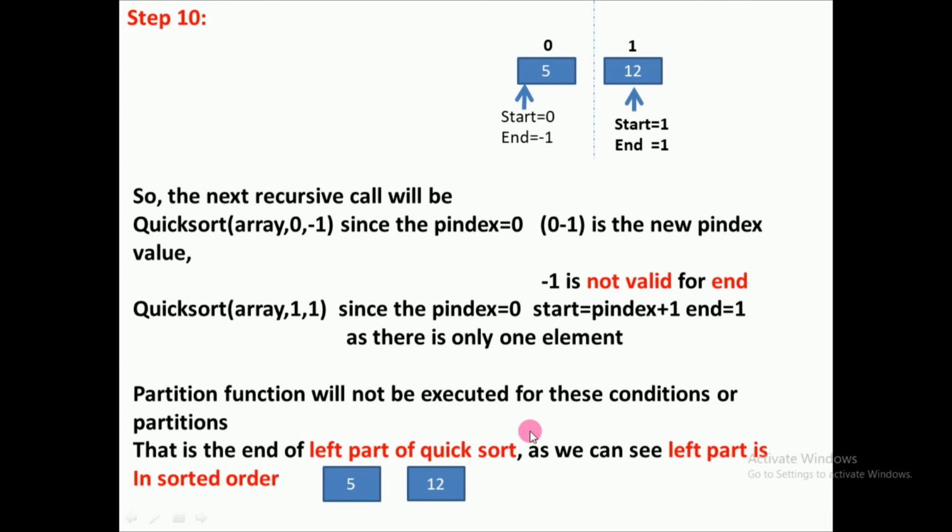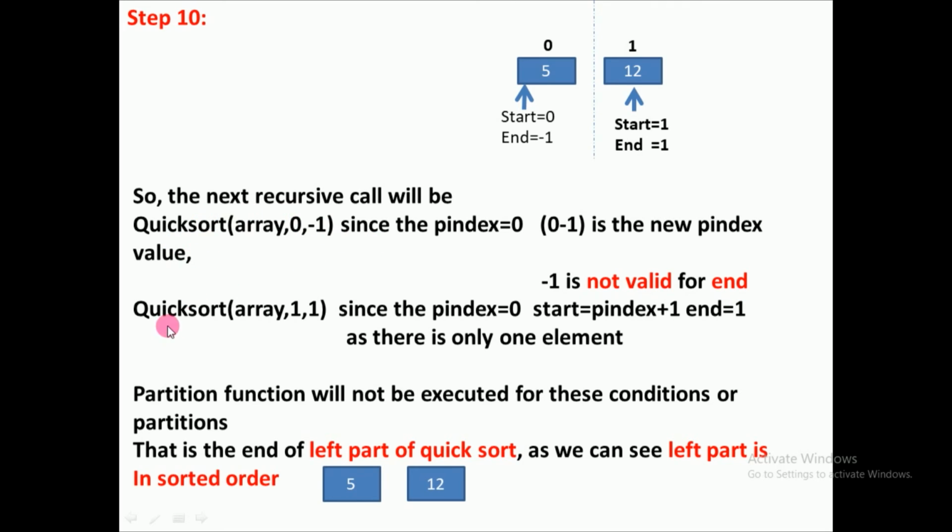Now we can see the next recursive call will be quicksort array comma 0 comma minus 1. Again it will be split into two parts. Since the P index is equal to 0, P index minus 1 means 0 minus 1, and that will be the new end value, but minus 1 is not valid for end.